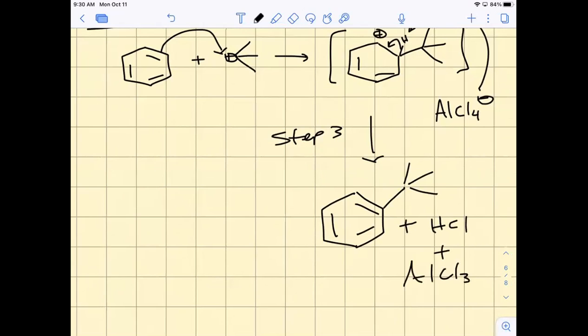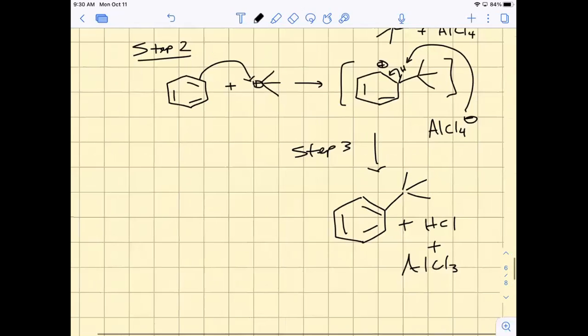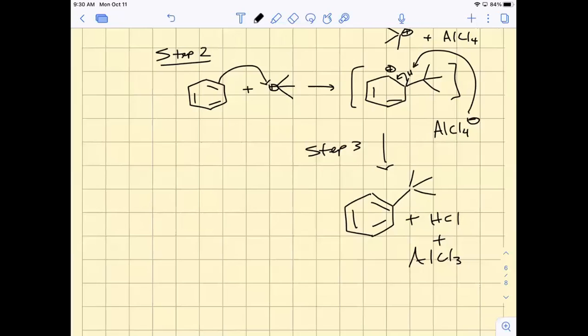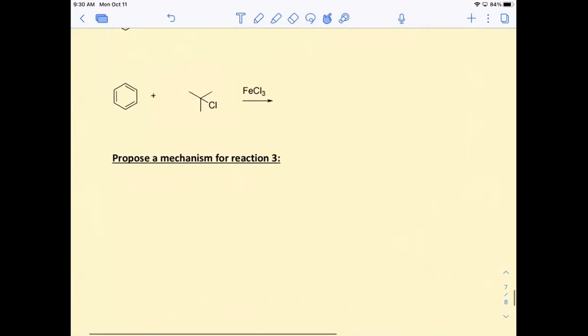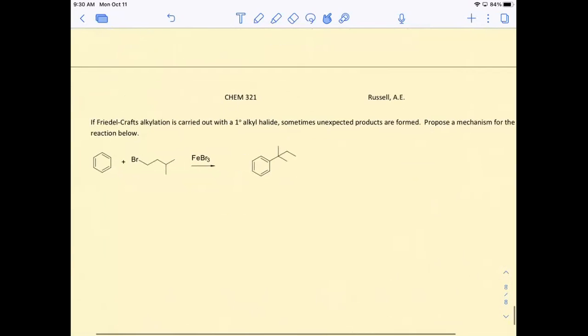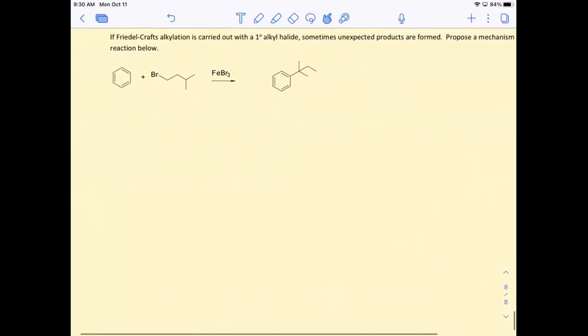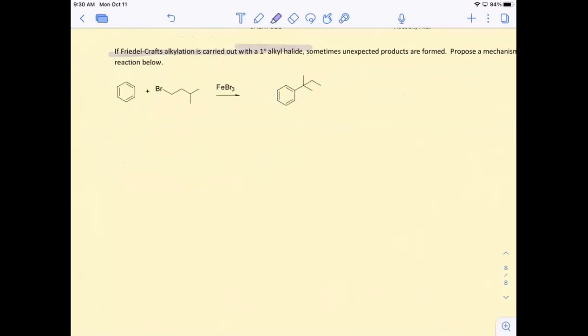Right, and then your catalyst again always gets regenerated. Right, so the Friedel-Crafts alkylation, let me show you an example because we got an example down here we can work through. Where is it? Right here, yeah. Let's work through this example right here. Because it says if Friedel-Crafts is carried out on a primary alkyl halide, sometimes you get unexpected products, right? So it says propose a mechanism.